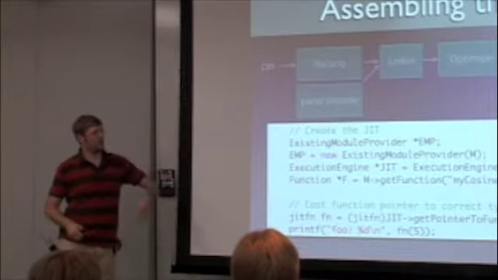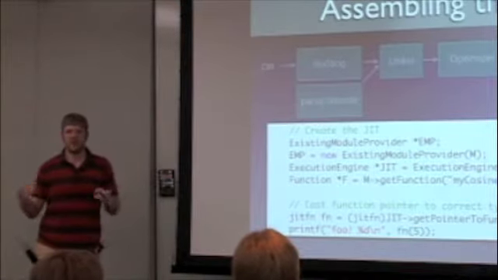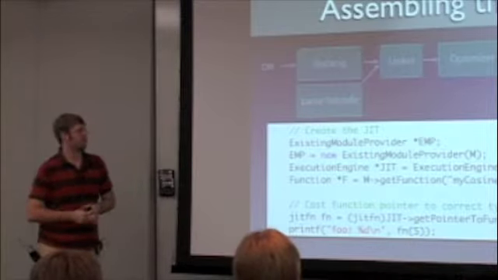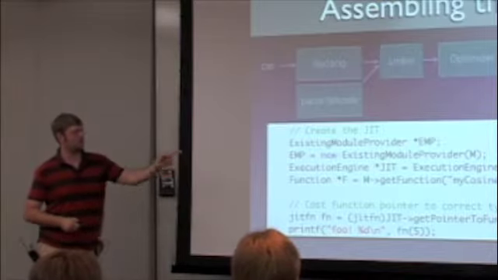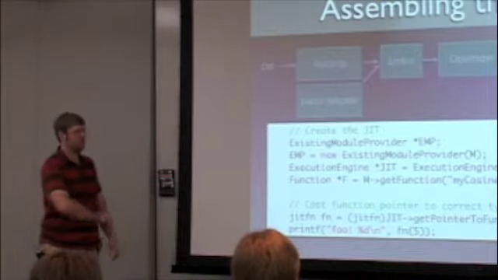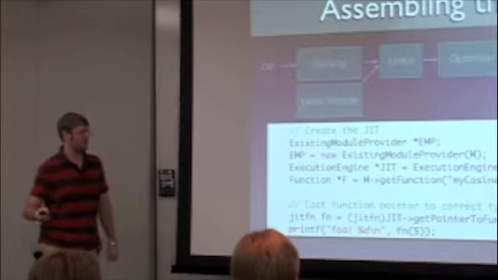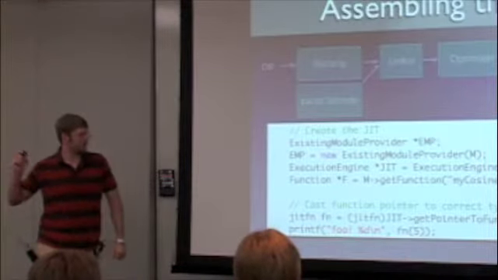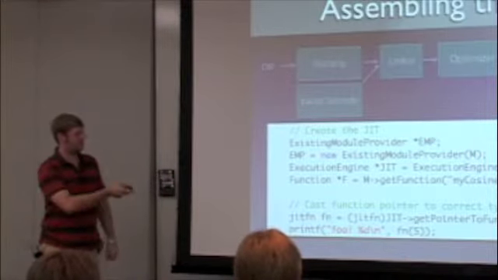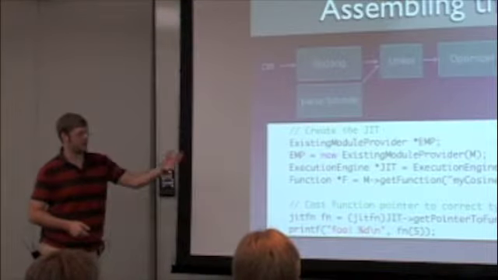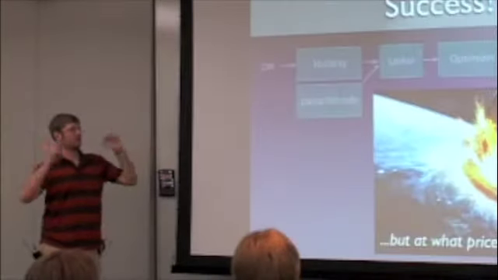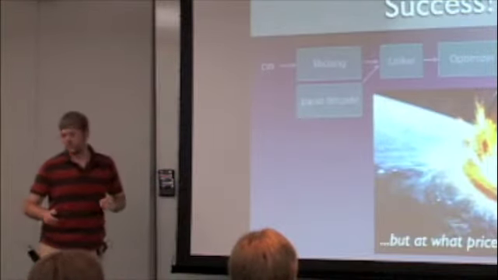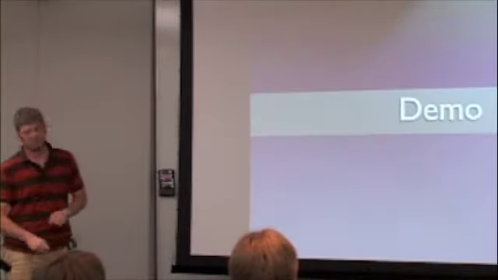We create a module provider, which is basically just a handle for the JIT to grab a module. We say, let's create a JIT with this module, and give me the pointer to my cosine, which doesn't actually compute a cosine, as you'll see in a minute. Then we say get pointer to function, and we print the result, calling it with the value 5. So what could possibly go wrong with this? We have a JIT, and now we have a demo. So I will try and get this working.